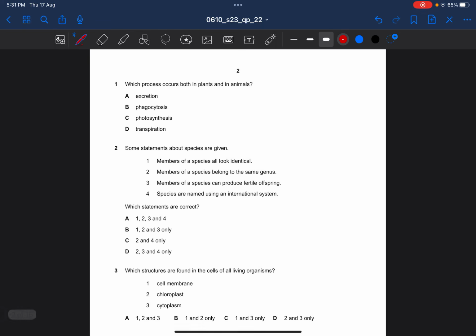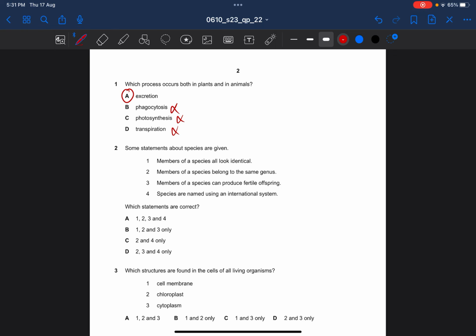Question 1. Which process occurs both in plants and in animals? Answer is A. Because excretion is part of Mrs Gren, and phagocytosis is not, photosynthesis is not, and transpiration is also not a process.